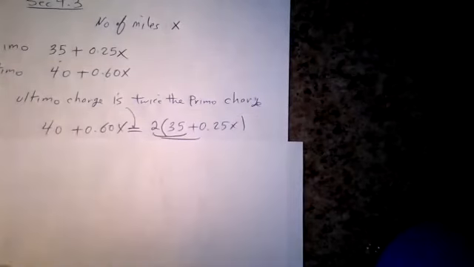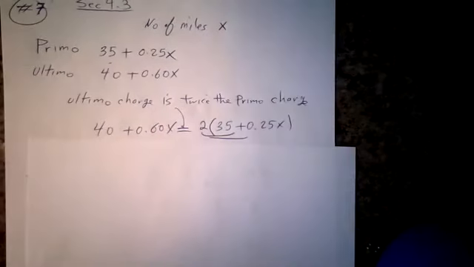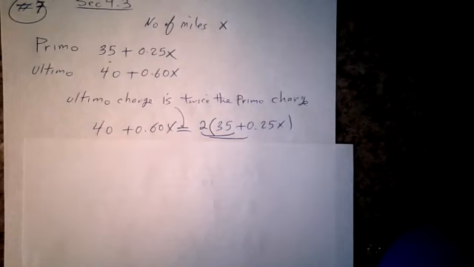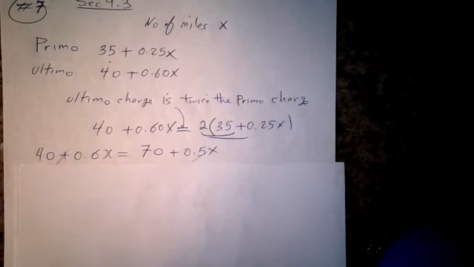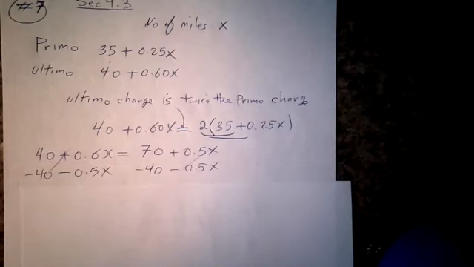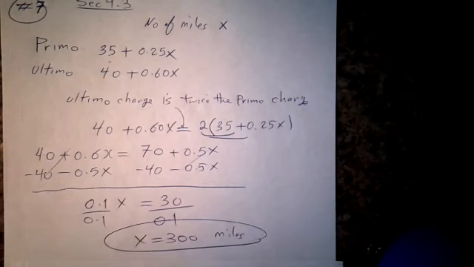So it means you write this equation here. And then when you do the distributions, find the miles. Okay, so that would be the end of section 4.3, which, as I said, is application of 2 equations and 2 variables.